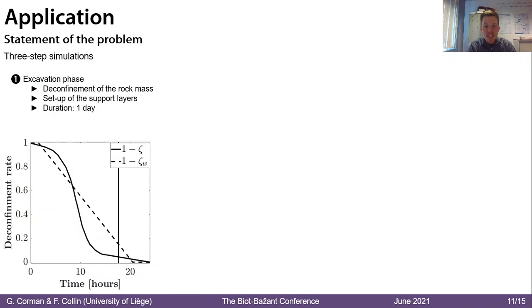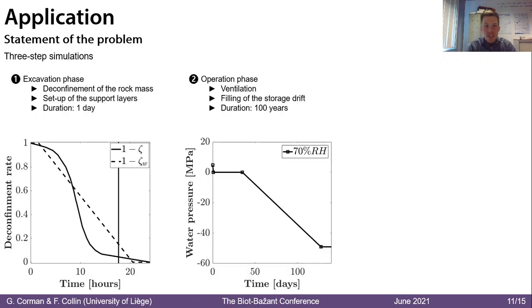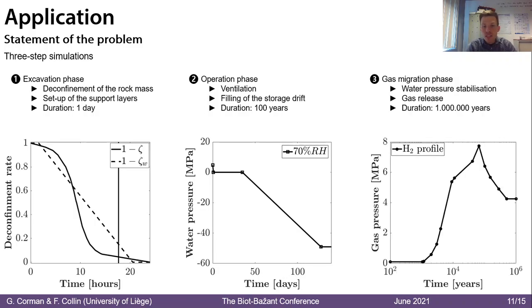Basically, the simulation takes place in 3 phases. The excavation phase is first simulated according to the deconfinement profile, and this phase is completed by the installation of the different layers of support. Then the gallery is filled during the operation phase under ventilation, which generates a strong suction in the system. And finally, once the storage drift is supposed to be properly sealed, there is a period of pore water pressure stabilization before gas migration in the form of hydrogen pressure variations following the given profile.